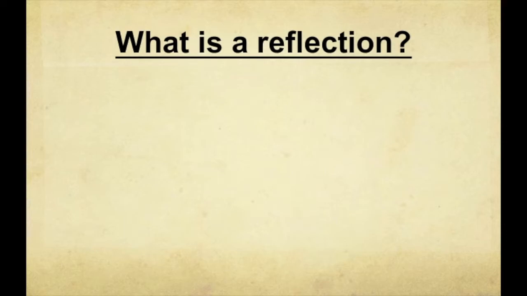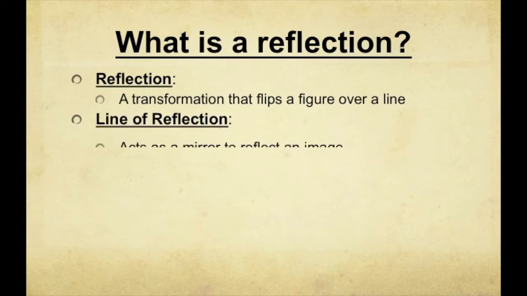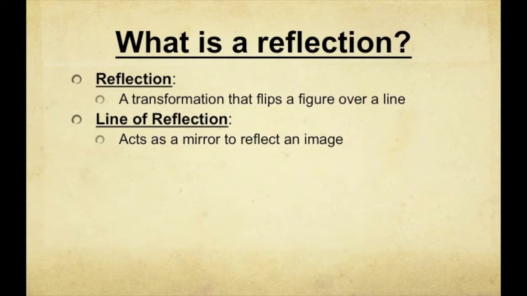First of all, what exactly is a reflection? Well, a reflection is basically a transformation that flips a figure over a line. If you think about a reflection in real life, you could think about what you see in the mirror. The image you see in the mirror is your reflection. And the line of reflection is basically like a mirror. It acts as a mirror to reflect an image.